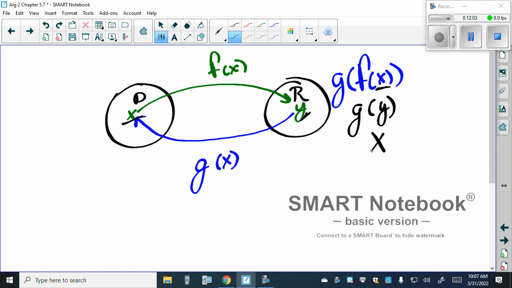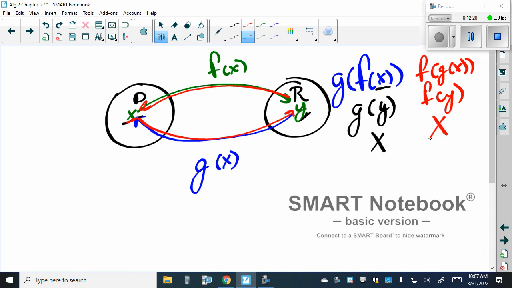Well, if we go the other direction, f of g of x, and these are inverses, it's going to take me from this x value along g of x to y, which is f of y. But that y value should take me right back to x, because it's mapping those points from one to the other. It's just going in the other direction.